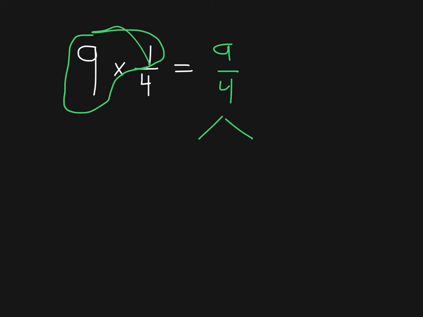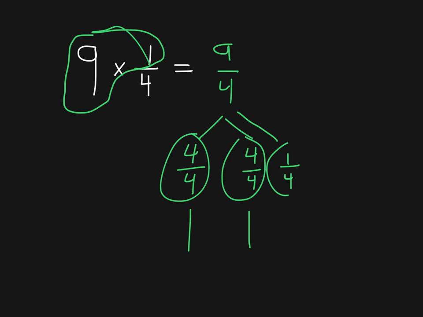So to decompose that as a whole number, I can take out 4/4 to make 1 whole. I could take out another 4/4 to make 1 whole. So that's used up 8, but I have 9 total. So then I would have 1/4 extra. So this fraction, 9/4, can be decomposed as 4/4 plus 4/4 plus 1/4. Those 4/4 turn into 1 whole, so my final answer is 2 whole, 1/4.